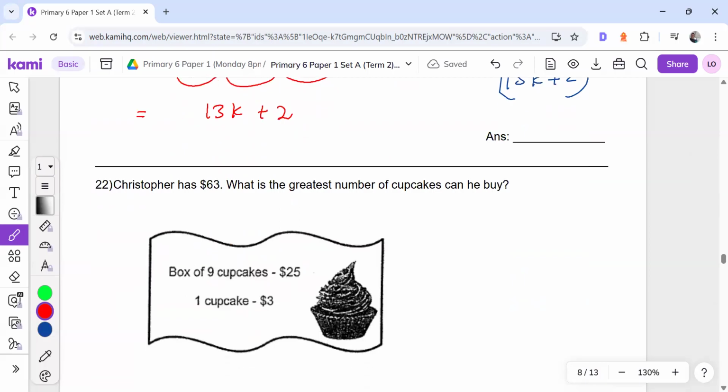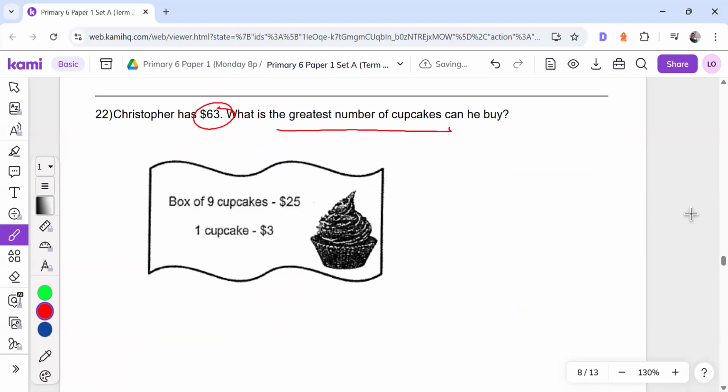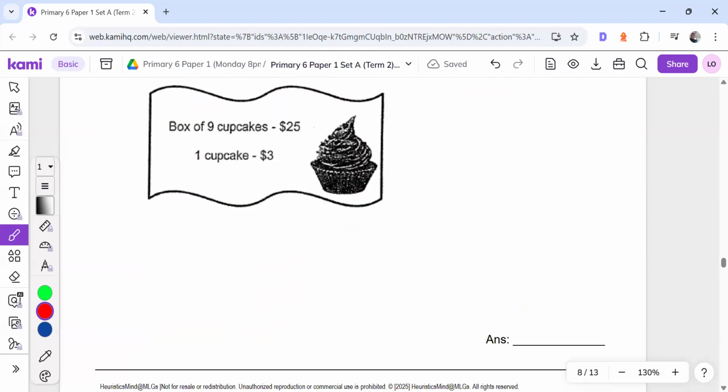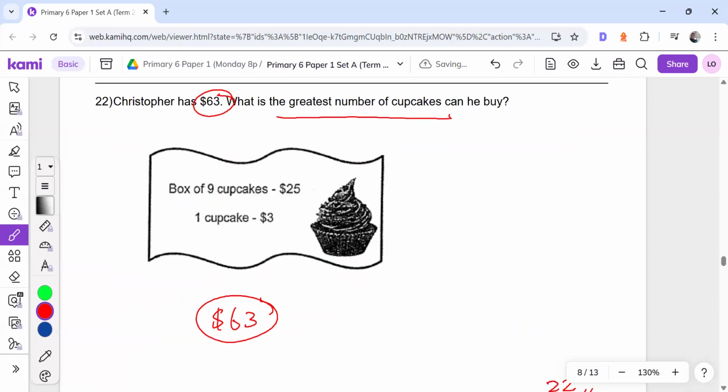Question 22. Okay, Christopher got $63. What's the greatest number of cupcakes that he can buy? Now, your answer will be 22. Okay, and how do you get 22? This can be a primary 3 question, or a primary 4 question. You got $63, you want to buy as many as you can.